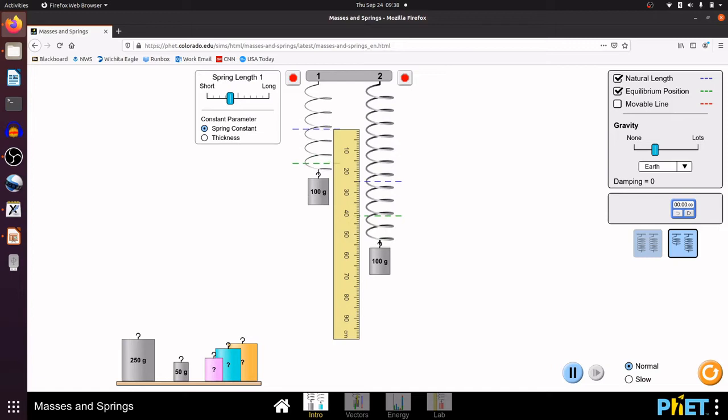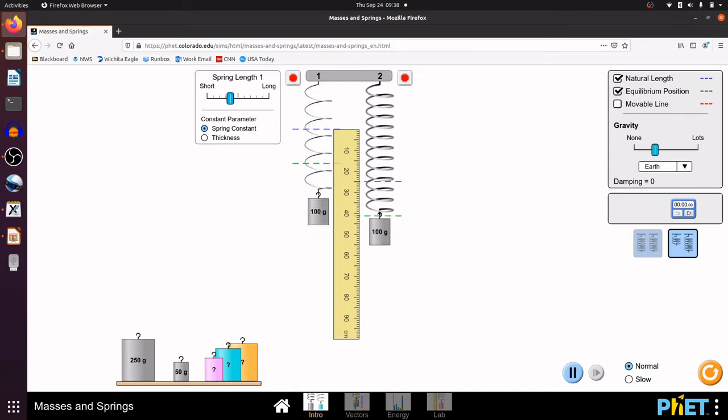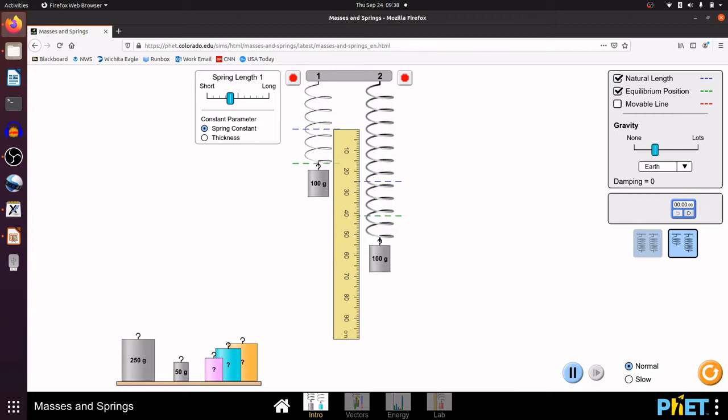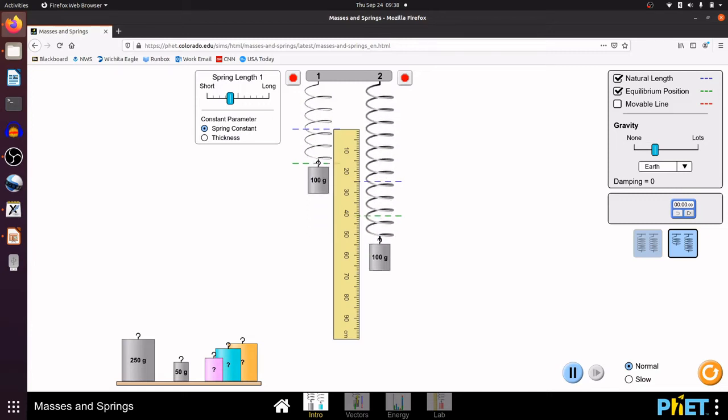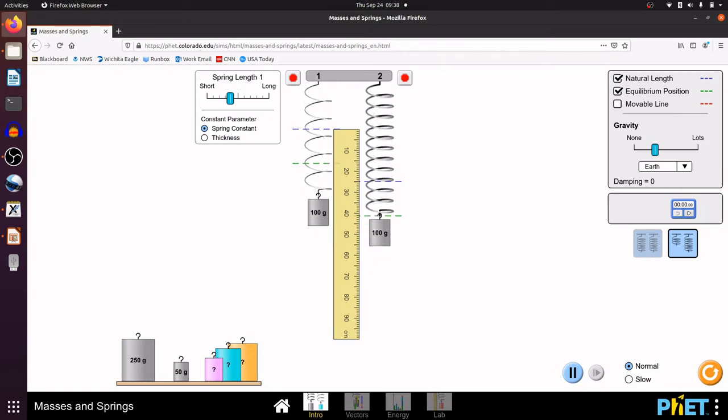Most things don't oscillate back and forth forever. Friction slows it down, but there are applications out there that are practically going to go on forever, or for a very long period of time at least. And so you can approximate it as simple harmonic motion.